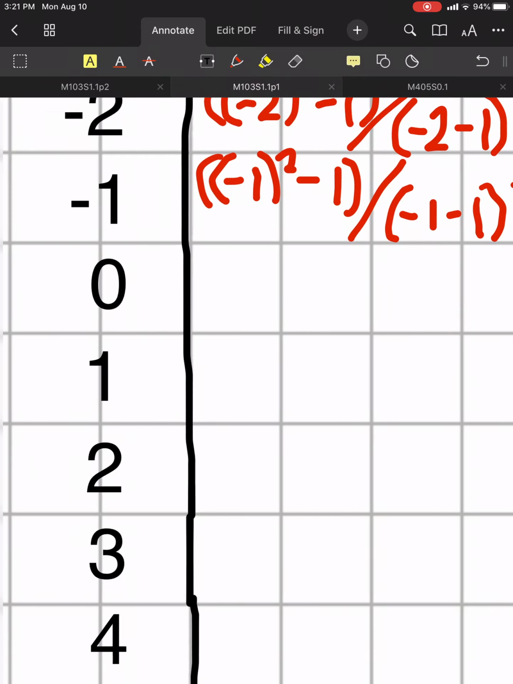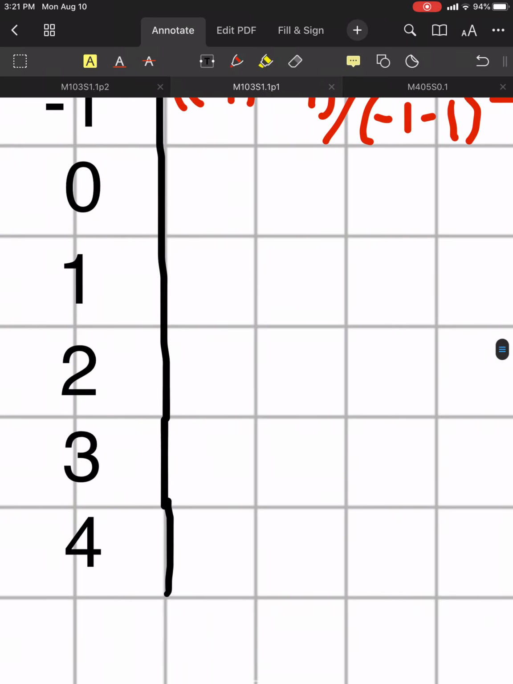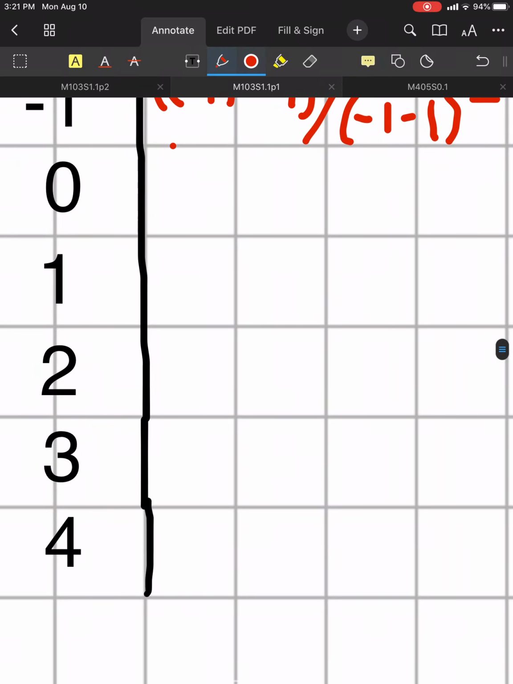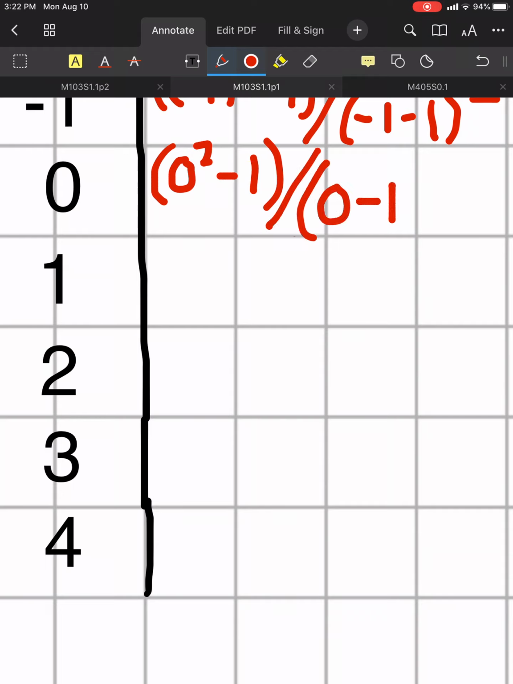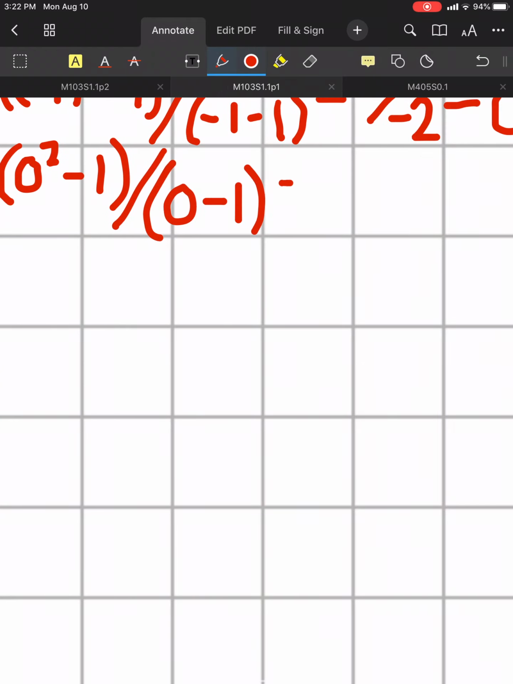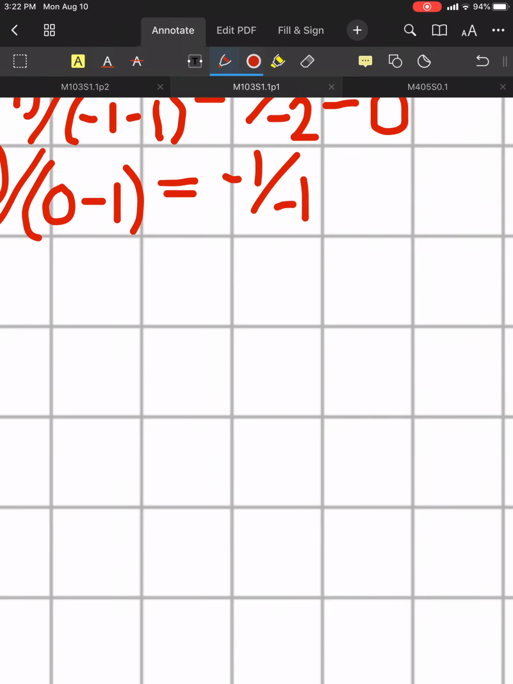We can keep doing this. I'll go through a little bit less explanation as I go down through here. So 0 squared minus 1 over 0 minus 1 gives us -1 over -1, which works out to be 1.